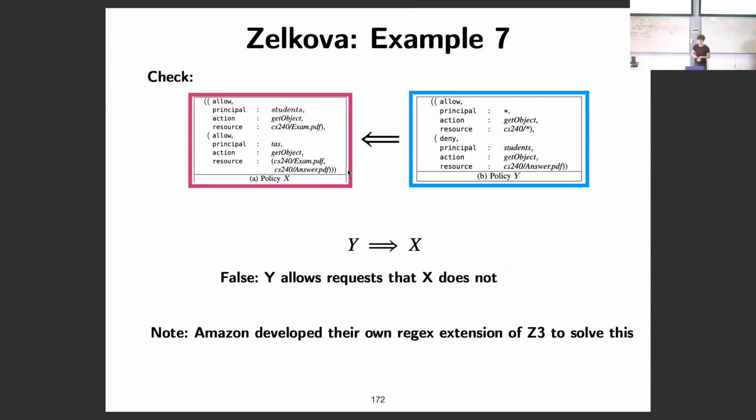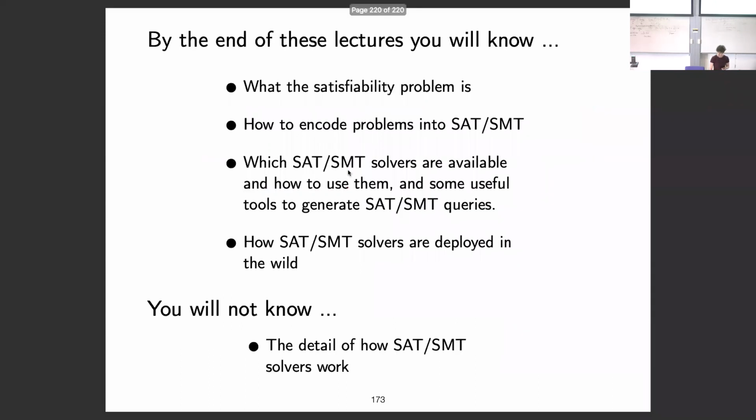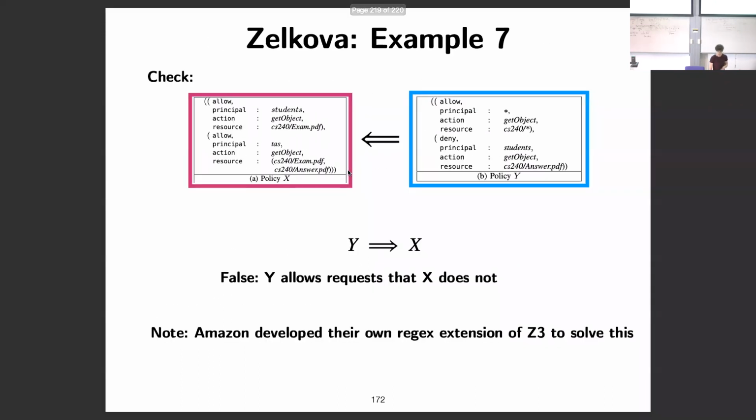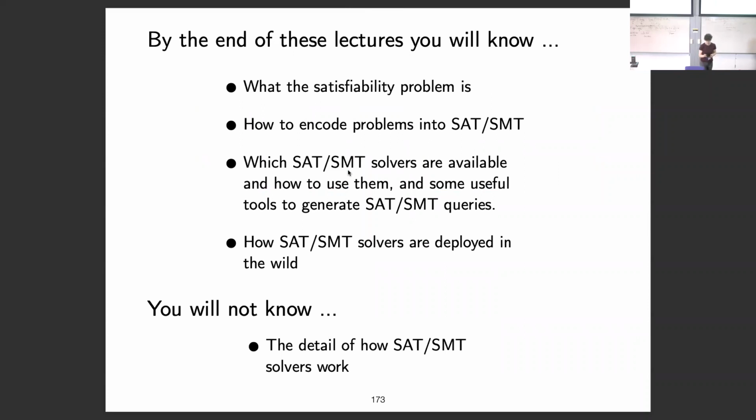Yeah, so they have their own sort of regex extension of Z3, but essentially almost all of this can be done with commercial SMT solvers, and they deploy sort of three of them in parallel, and then just take whichever returns the answer first. Yeah, so actually I might even be finished early.